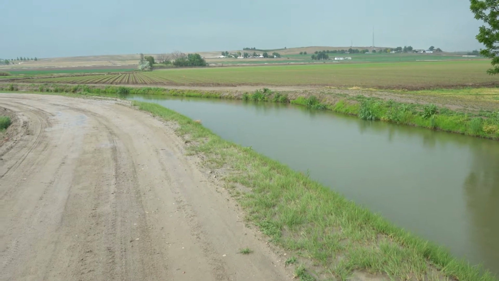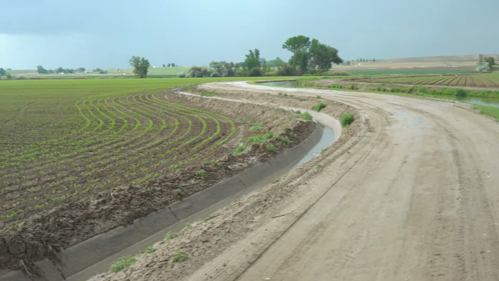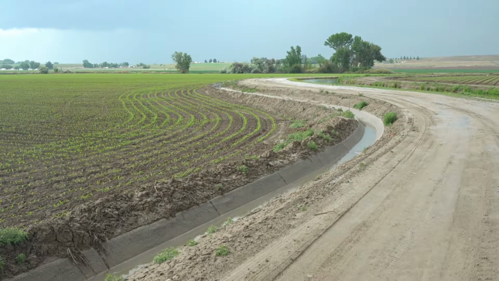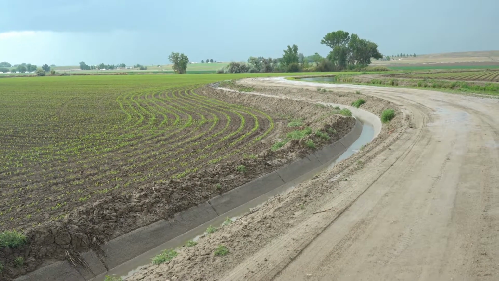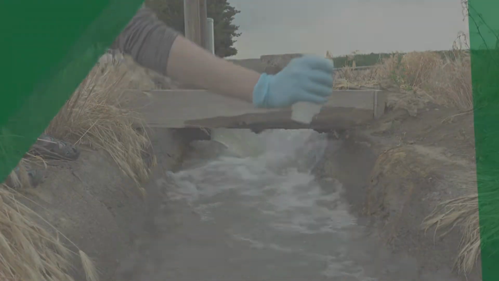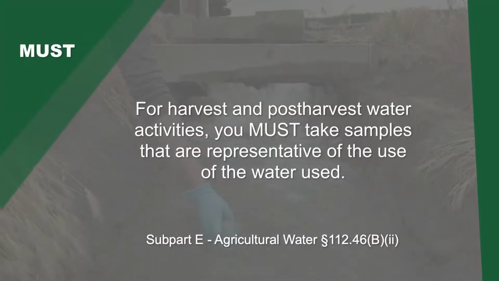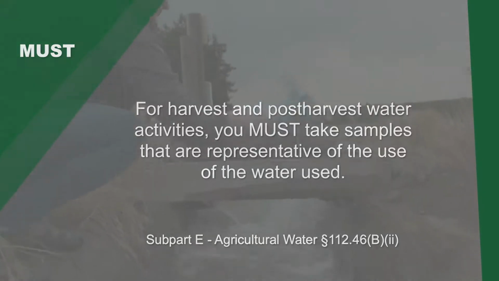For example, if the water source used to water your produce field is a small irrigation ditch that is diverted off a large canal, you would want a sample from the small ditch because the small ditch is closer and more accurately represents the water applied to your produce. For harvest and post-harvest water activities, you must take samples that are representative of the use of the water used.